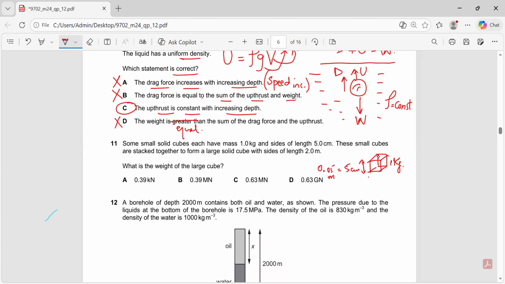So if this is a cube, the length over here, the length over here, and length over here, all the lengths will be same. So question says that these tiny cubes are going to join and they will be forming one larger cube.